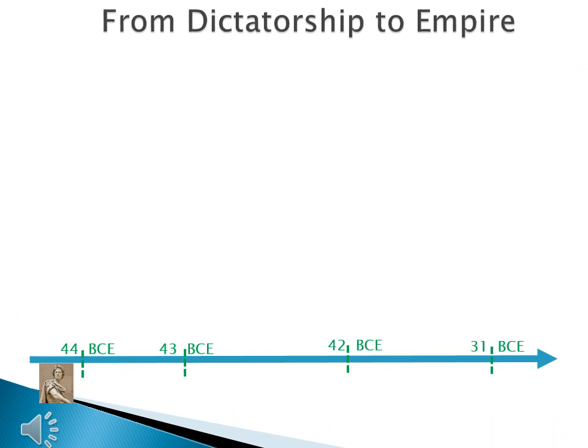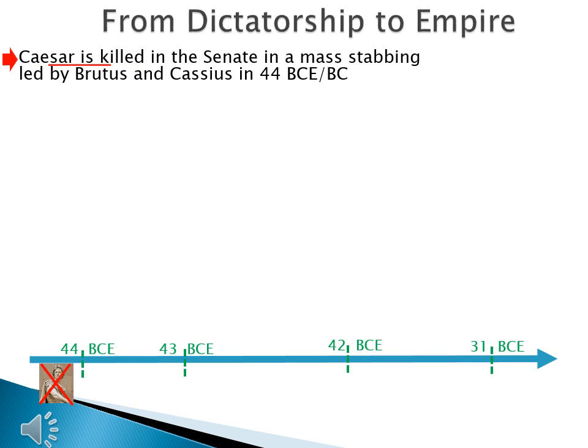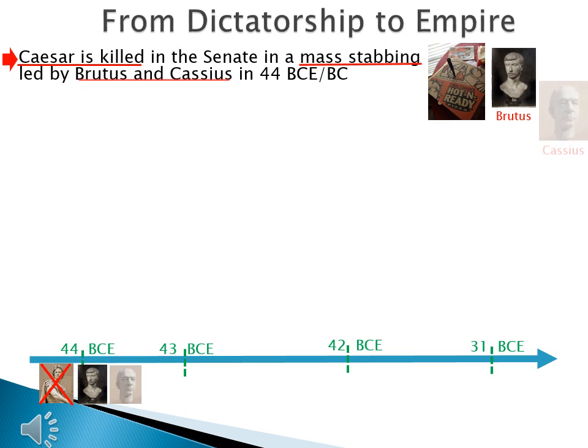Once you're appointed dictator for life, it's only a matter of time before someone tries to kill you, and things are about to get messy. Caesar is killed in the Senate in a mass stabbing led by Brutus and Cassius in 44 BCE. Caesar fell on his knife 23 times. No, in reality, Brutus and Cassius lead a mob that kills Caesar in the middle of the Roman center of government.